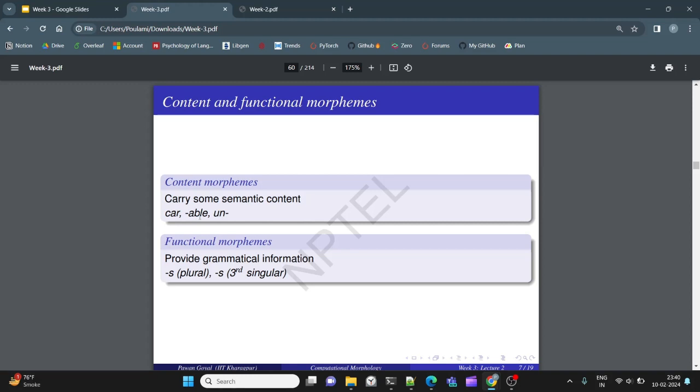Here we have another S, so it could also indicate third person singular. For example, she takes dance classes. So here in takes, the S that is here is indicative of third person singular.